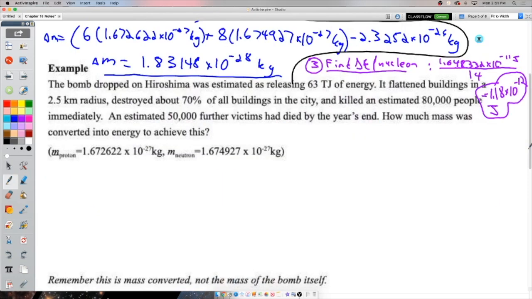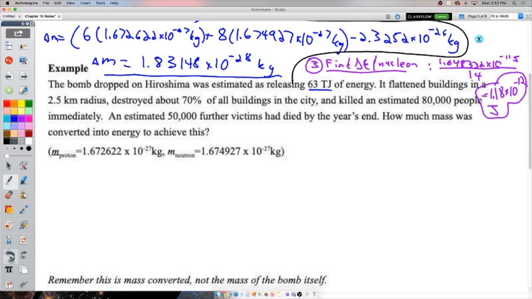Okay, the bomb dropped on Hiroshima was estimated as releasing 63 terajoules of energy. It flattened buildings in a 2.5-kilometer radius, destroyed about 70% of all buildings in the city, and killed an estimated 80,000 people immediately, with 50,000 more dying by the year's end. A pretty horrible application of the energy that is contained in just binding a nucleus together.